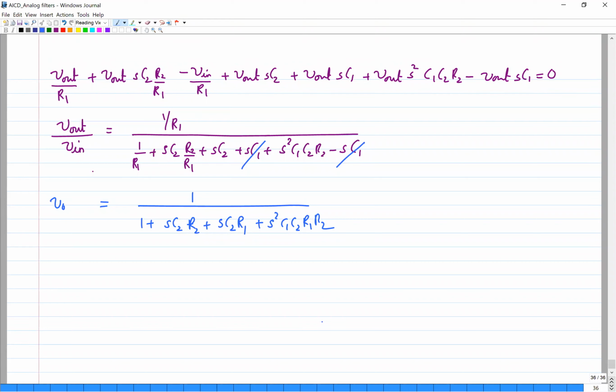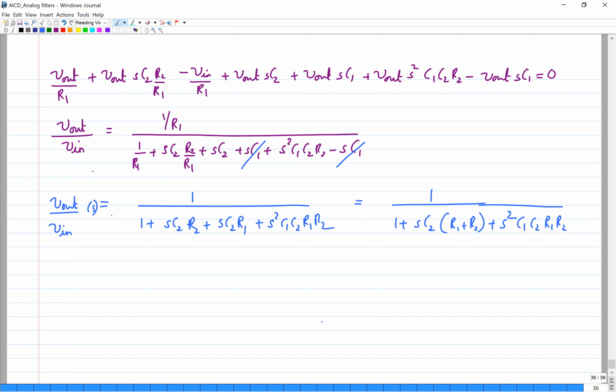So this is your Vout by Vin for your Sallen-Key low pass filter, or this can be further written as 1 by 1 plus SC2 into R1 plus R2 plus S square into C1 C2 into R1 R2, as a function of S. Right.